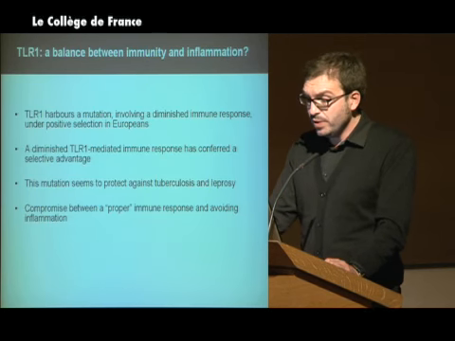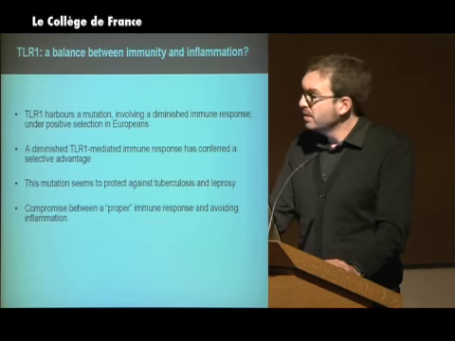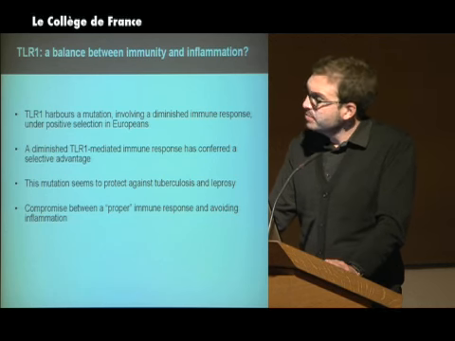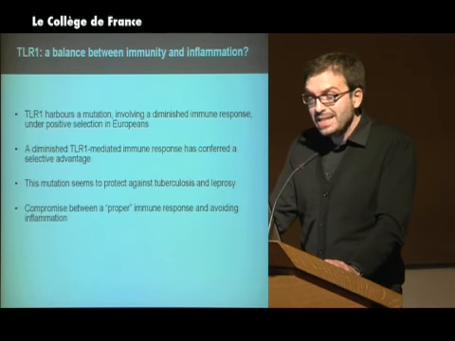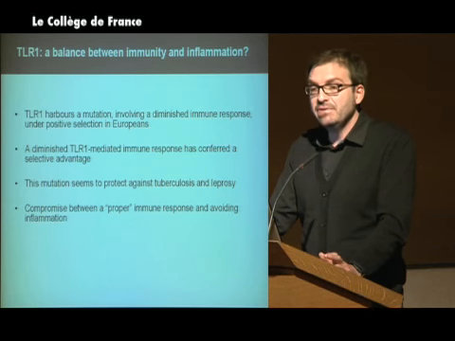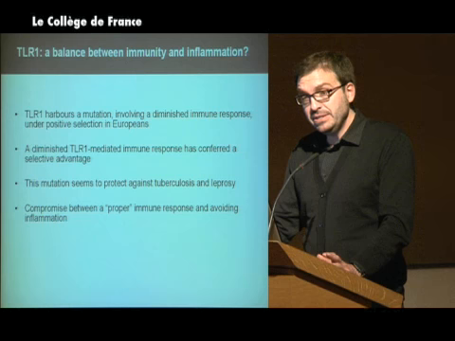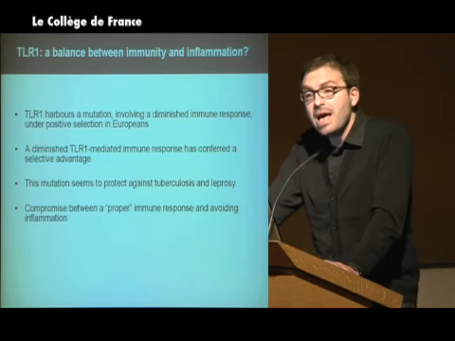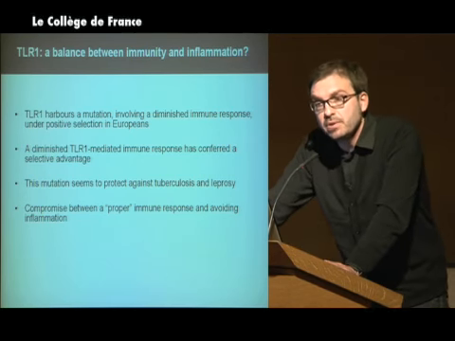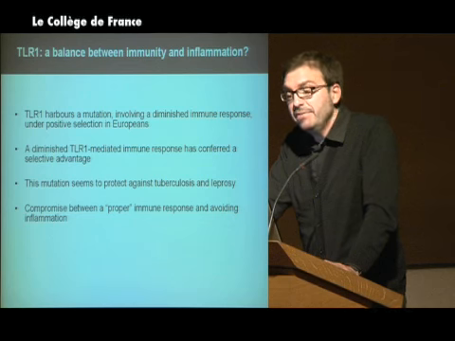So to finish with this almost last example, what we show is that toll-like receptor 1 harbors a mutation that involves a diminished immune response that has been a selective advantage in Europeans. So this raises the question of how a diminished immune response can confer a selective advantage.